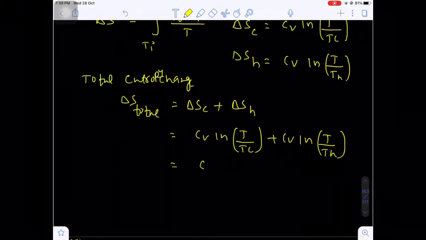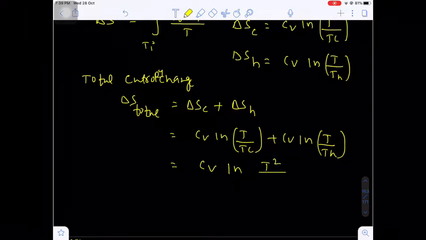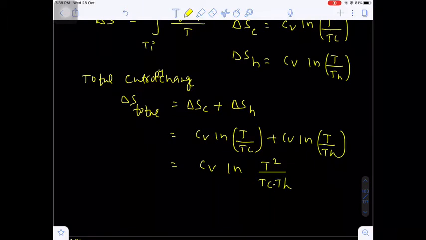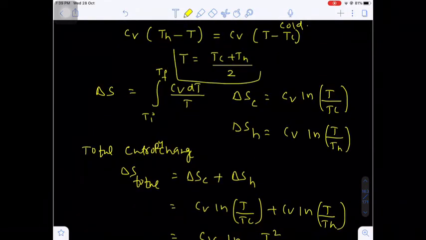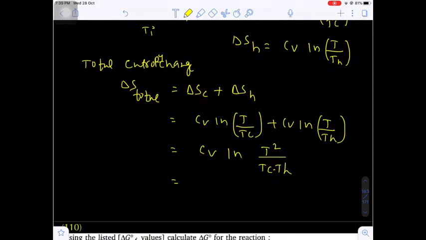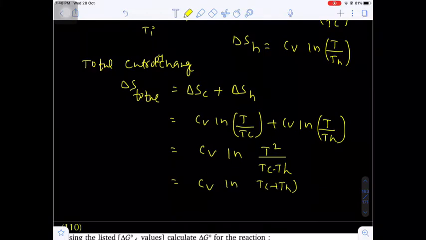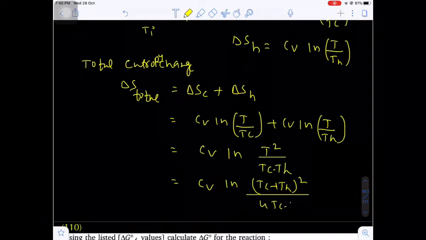Now here take Cv common. Log A plus log B is log of AB, so that means ln of T square upon Tc into Th. Yes or no? Now what is the T value here? The T value will be equal to Tc plus Th whole divided by 2. So finally what I am writing: Cv ln of (Tc plus Th) whole square divided by 2 whole square, that will be 4. So 4 times Tc into Th.